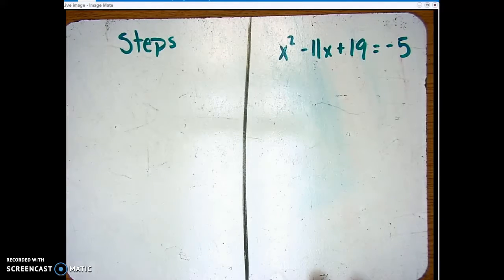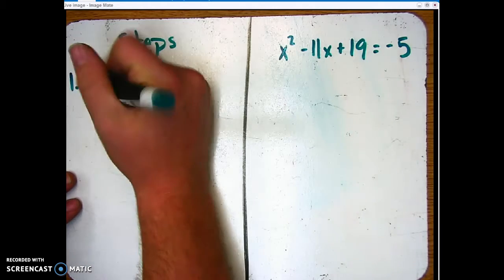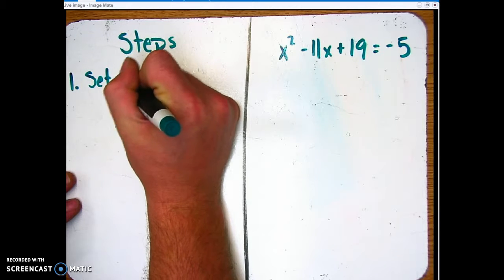Up till now we've been focusing on simply factoring expressions, but now we're going to use what we know about factoring expressions in order to solve equations. Okay, so we talked about this in class, but we're going to recap this. So the first thing we need to do is get this equal to 0. So set equal to 0.